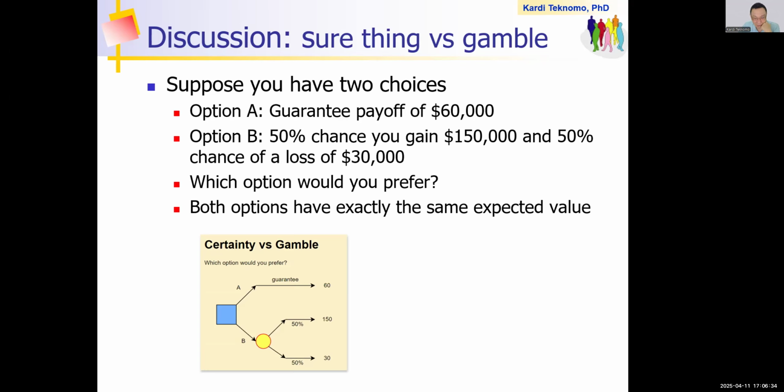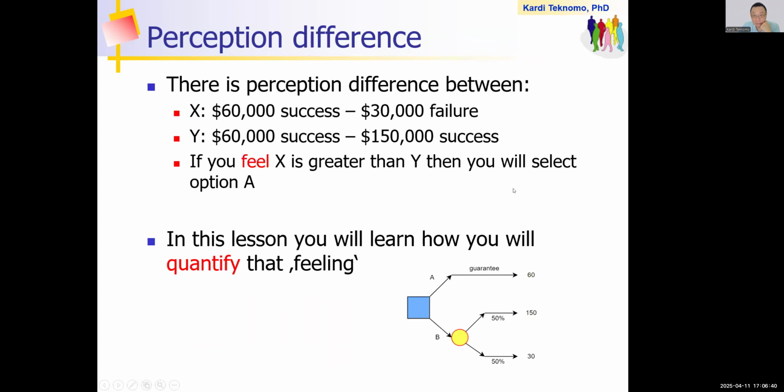There is actually a perception difference. Number one, let's call this X. You get the difference between 60,000 success and then negative 30,000 failure. And then the other one, Y, is 60,000 success and then 150,000 success. So if you feel that X is greater than Y, then you select A.